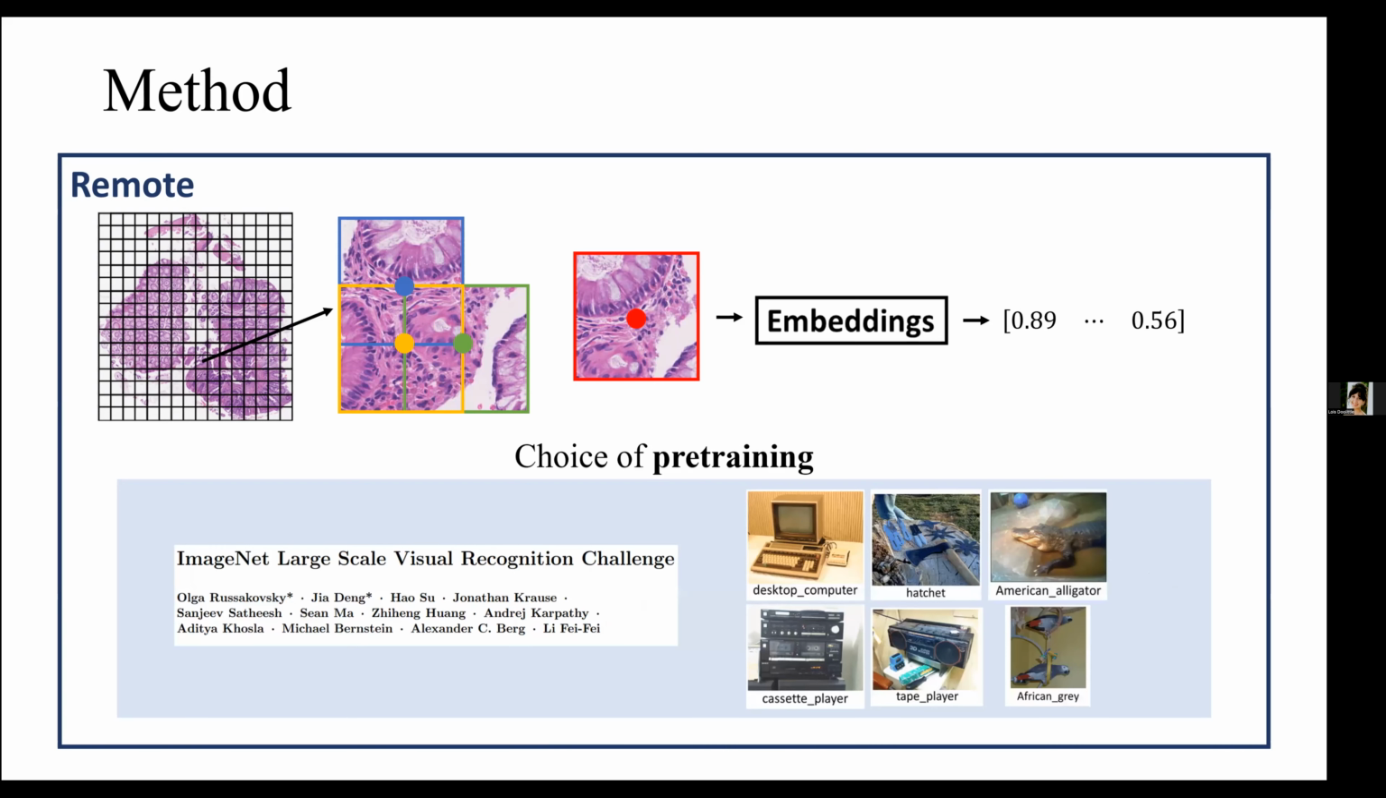Yet another choice is the pre-training, so the actual weights that each patch will go through. So a pretty common choice here is to use a network with weights pre-trained on ImageNet, but ImageNet is a natural image database.